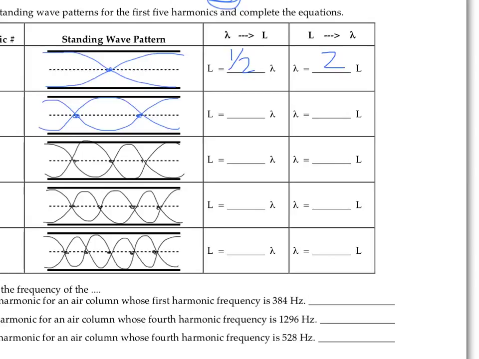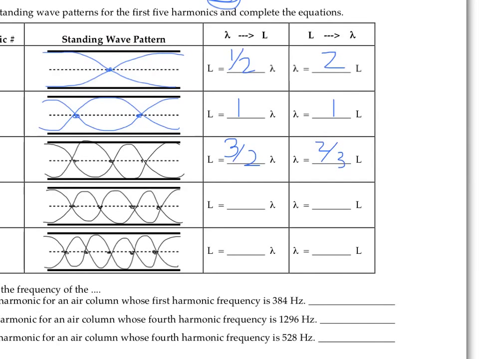When you advance to the second harmonic, you have a crest at the start here and a crest at the end here. This is one complete wavelength. So it's 1 wavelength equals the length of that pipe. When you get to the third harmonic, you now have 1.5, or I'm going to write this as 3/2 of a wavelength, which means the wavelength is equal to 2/3 the length of the pipe.